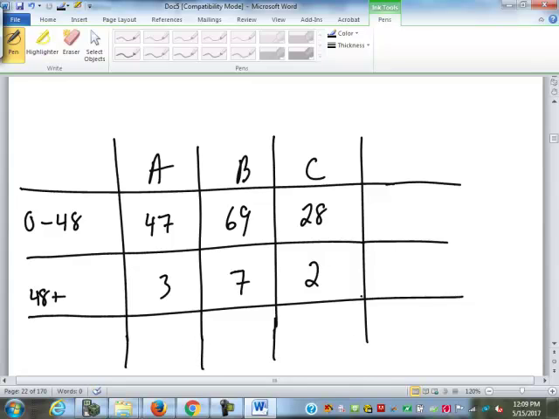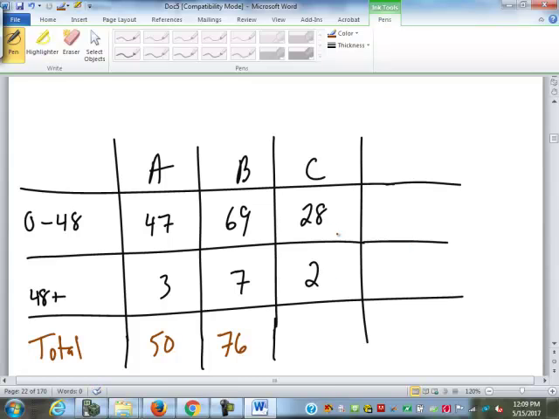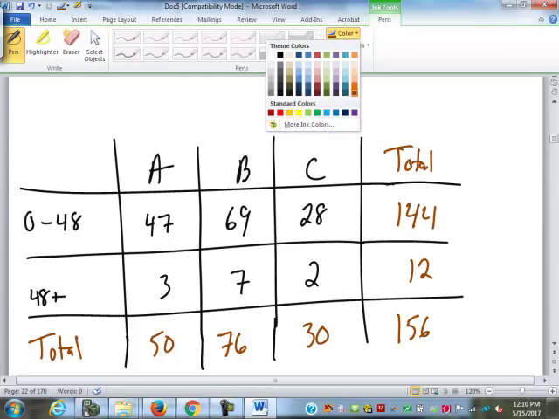So again, our first step is going to be to find row and column totals. So here 47 and 3 is 50. 69 and 7 is 76. And 28 and 2 is 30. So that's 156 total if I add those all up. Going down the rows, 47 and 69 is 116. Plus 28 is 144. 3, 7, and 2 is 12. And that also adds up to 156. So our arithmetic seems to check out.